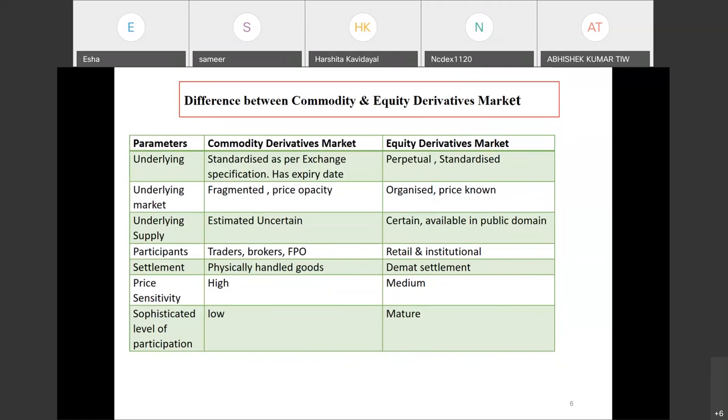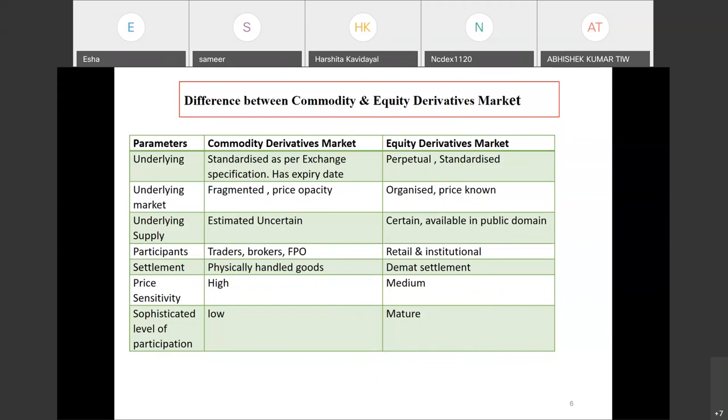Here it is medium, in the sense that price sensitivity is high. Suppose the price of sugar or wheat or rice or chana, pulses, whatever, it is the consumption basket of the masses. If the price of that good or commodity rises, then the entire population will be affected. But in case of shares of Asian Paints or Reliance, if they increase or decrease, only those who have purchased those shares will be affected.